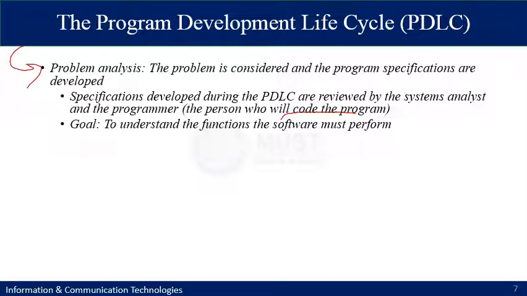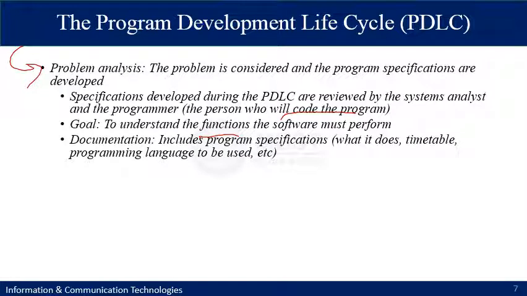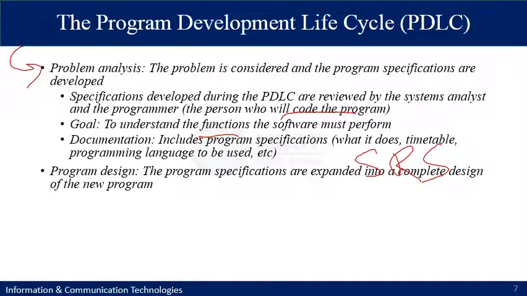The goal of the analysis phase is to understand the functions that the software must perform. The documentation, which is the result at the end of this phase, is the program specification, often termed the software requirement specification, or in short SRS. It includes what your program does, what the timetables are to deliver your program to the end users, and what programming languages are to be used.